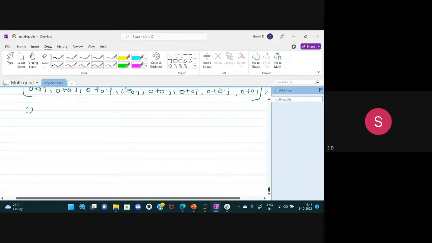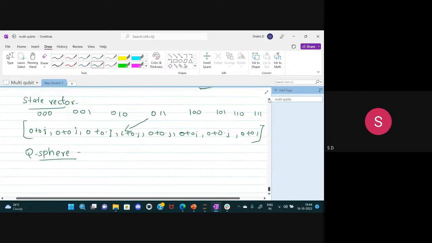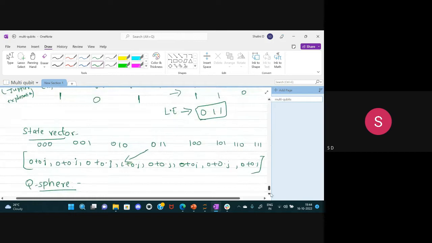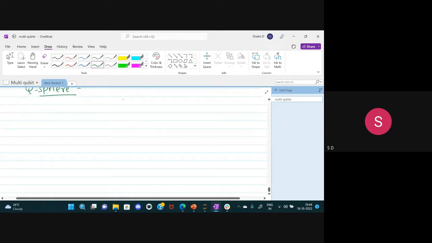Next, we are going to the Q sphere. What did we get in the Q sphere? We got 0 1 1 now. We just quickly draw this diagram, and then say it, over here, and then over here, then over here.